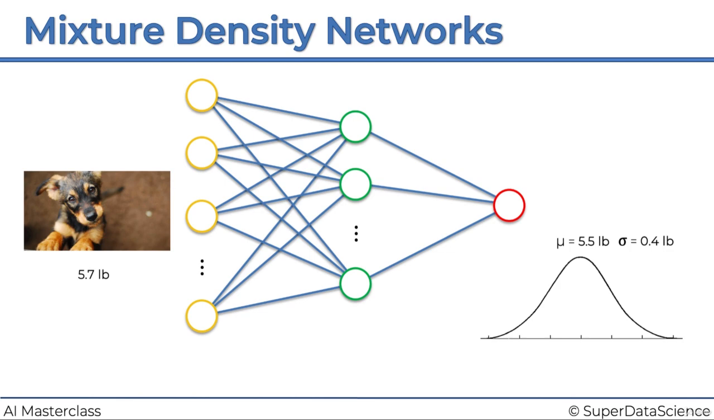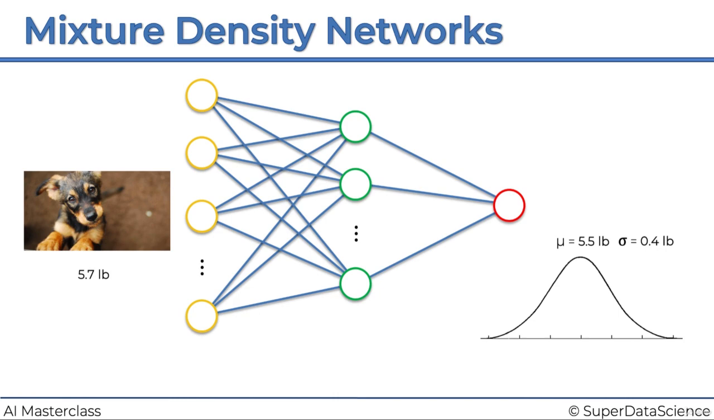So basically we want the neural network to give us these two values and tell us that the weight of the dog is somewhere in this vicinity. The closer you are to 5.5 pounds, the more likely it is; the further away, the less likely. And let's have a look at some examples of how this could be useful to us. Why would we want that to be the output rather than a deterministic value?